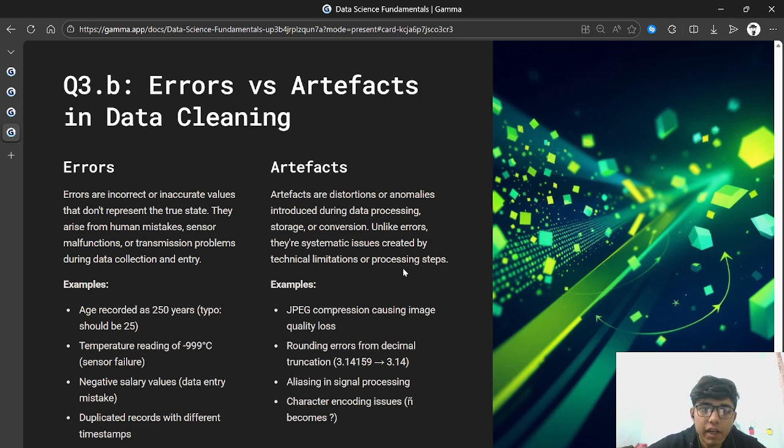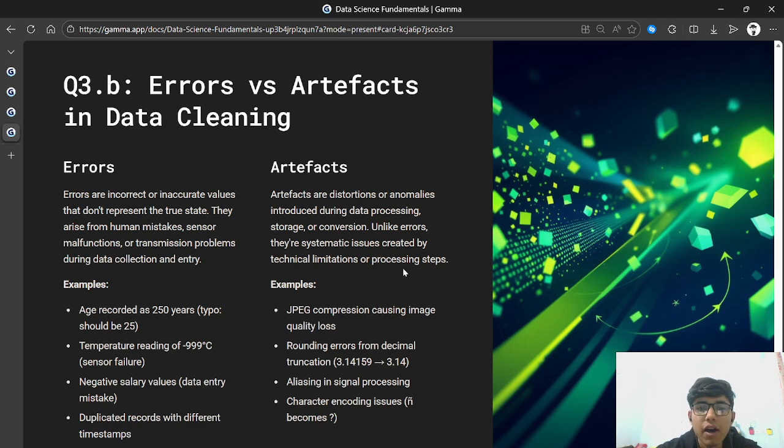In the context of data cleaning, an error refers to data values that are simply incorrect. They may arise from human mistakes such as typing the wrong number, or from system issues like faulty sensors, missing entries, or duplicate records. Because errors directly distort the accuracy of the dataset, they must be identified and corrected or replaced, or at least eliminated from our dataset.